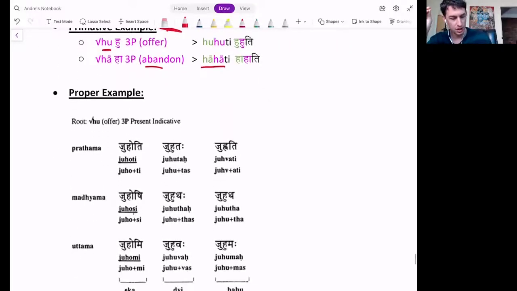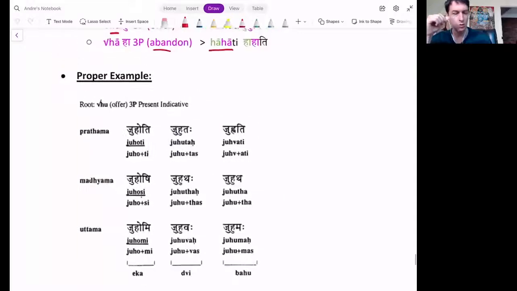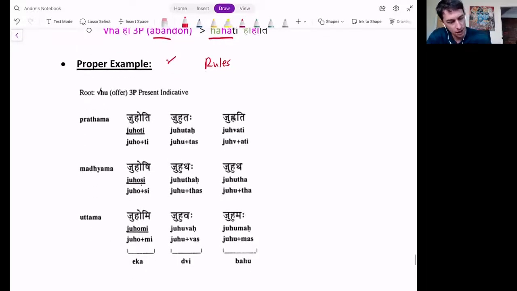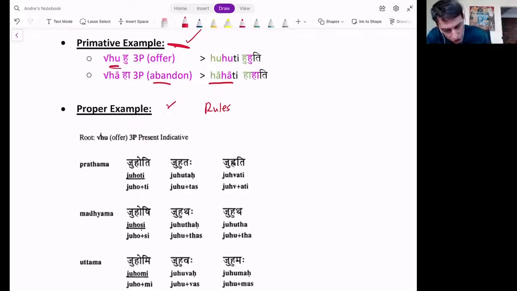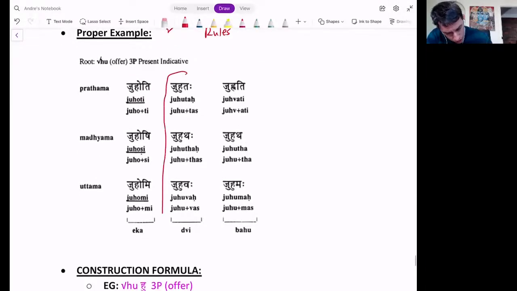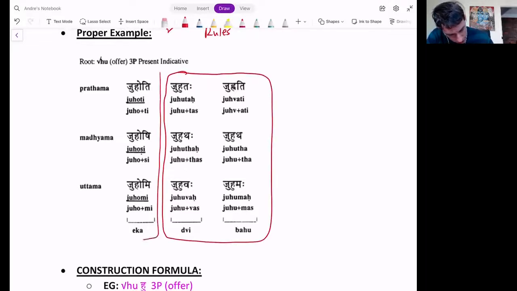Now let's look at a proper example. When I say proper, what's the difference between my primitive example and a proper example? The proper example is just going to have a few rules on how to double and a few changes in those doublings. Let's go back to hu. So I just taught you hu, but it's actually not going to be hu. It's going to be a little bit different. Let's look at just the dual and the plurals. Okay. And then we'll look at the singulars also.